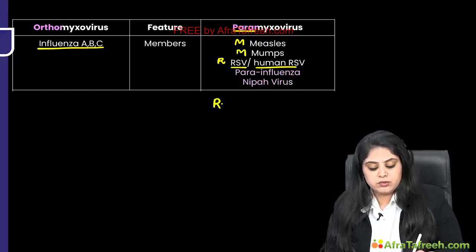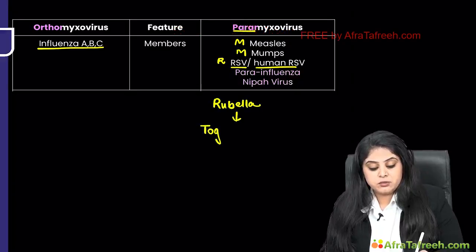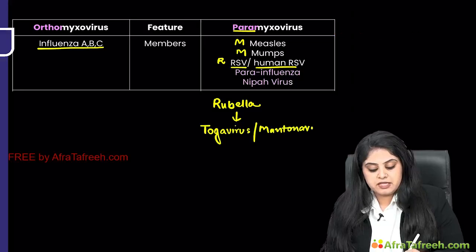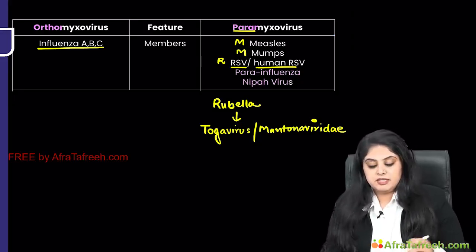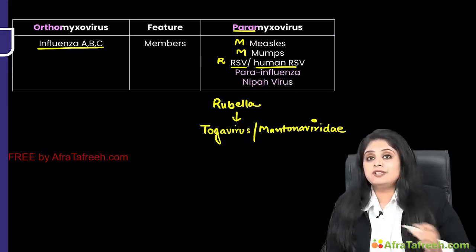And on that note, you should be noting that rubella earlier was said to be a kind of a toga virus, but now it is said to be a part of something known as Maternaviridae family. That's the update that we have. It's a part of the Maternaviridae family. So repeating, now let's begin all these one by one.